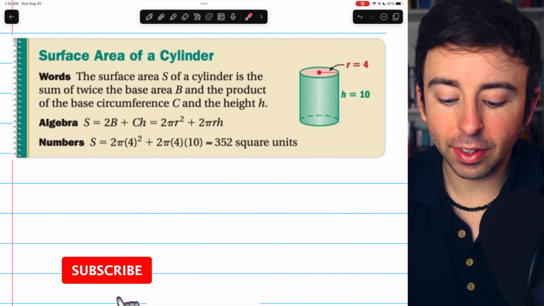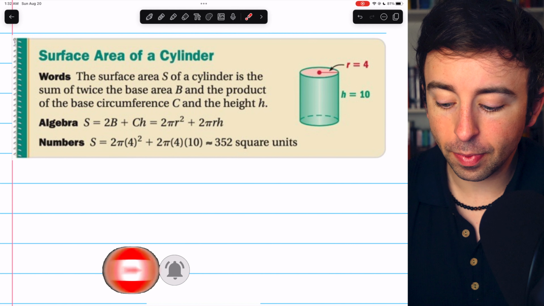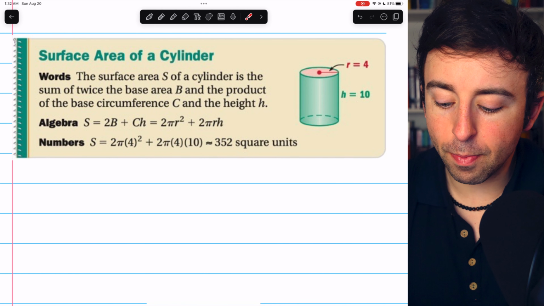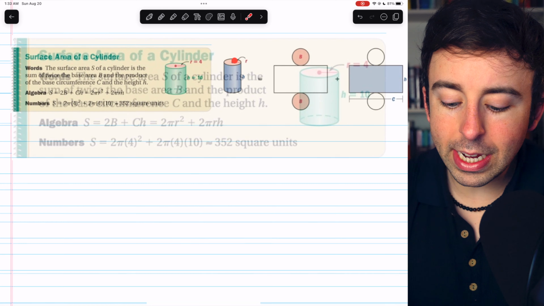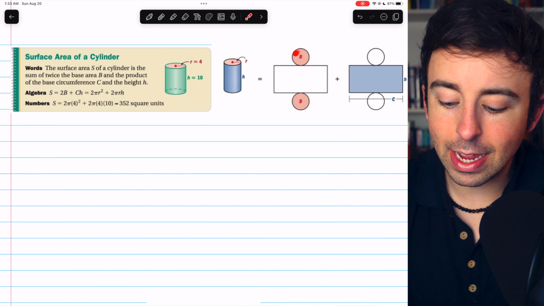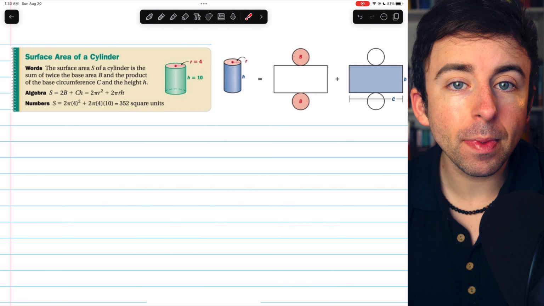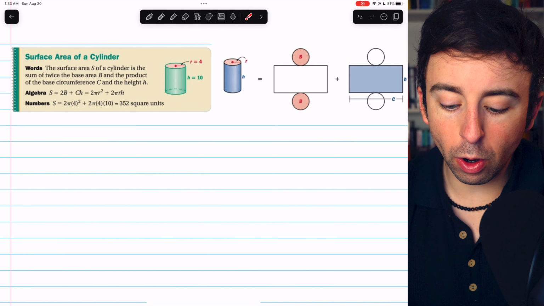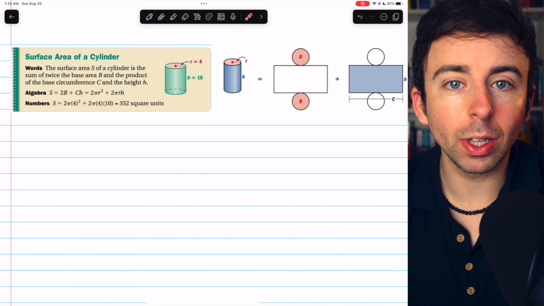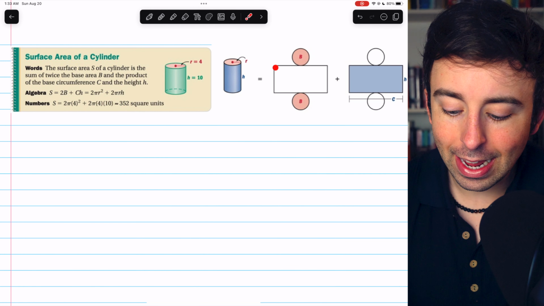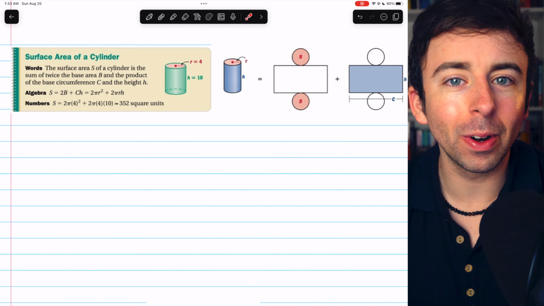Calculating the surface area of a cylinder is straightforward if we think about the different pieces of a cylinder. Here's a cylinder, and its top and bottom are congruent circles with some fixed radius. We can think of each of those circles as being a base area, which is why they're labeled with B in this diagram. And when we take out those circles, what remains is the body of the cylinder, which, if we unroll it, just like a label on a soup can, it turns out to be a rectangle, which means this is a pretty straightforward calculation.